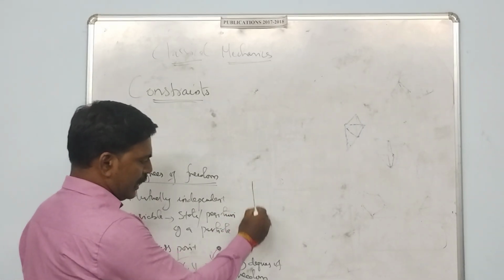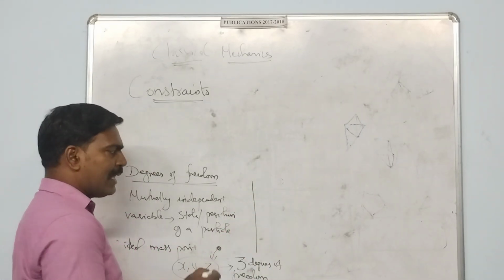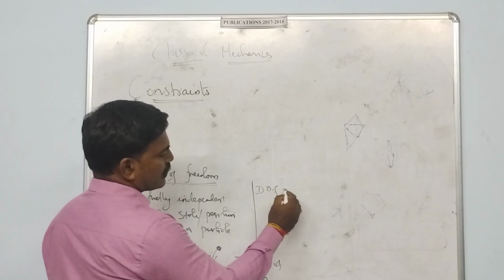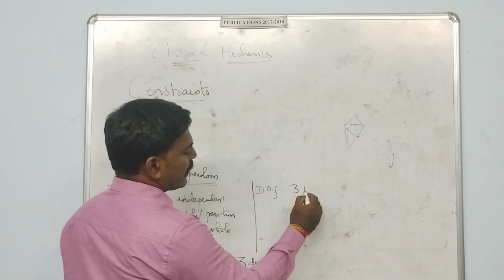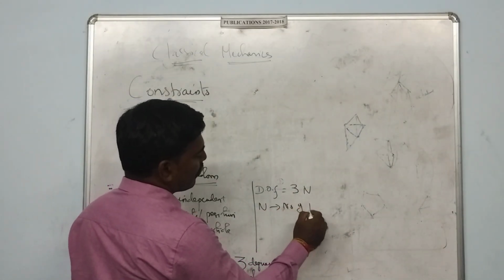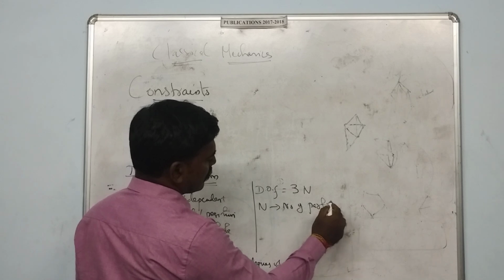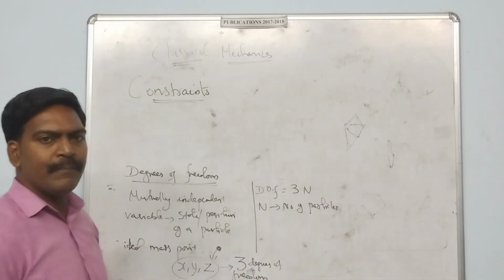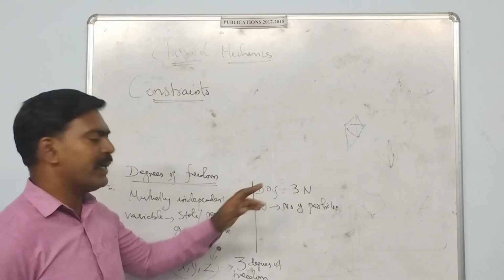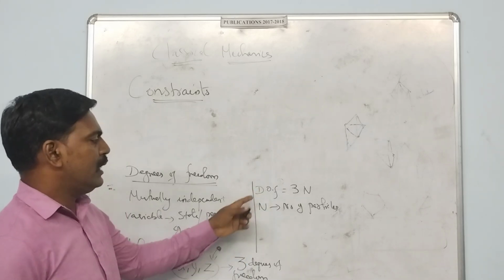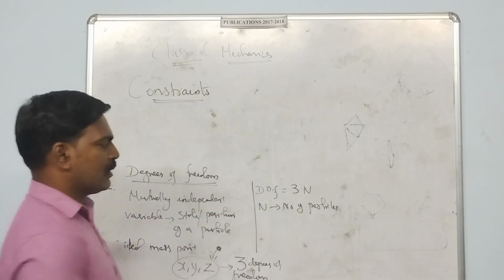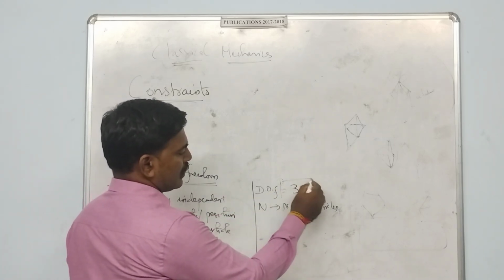For more particles, we can generalize the degrees of freedom. Shortly we call this DOF is equal to 3n. Here n represents the number of particles. So this is the general expression for degrees of freedom: DOF equal to 3n. So kindly remember this.